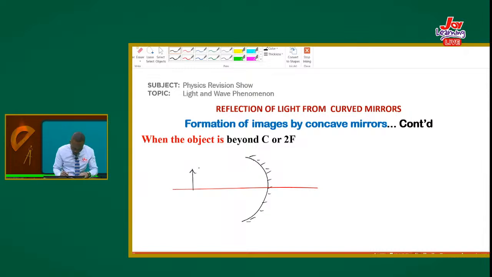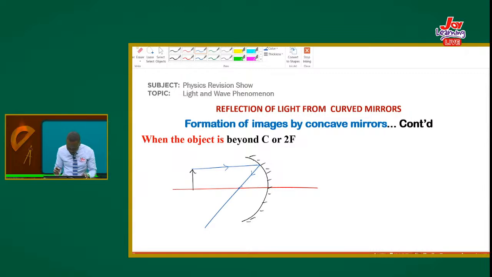Okay. The rule says when you have a ray of light from the object parallel to the principal axis this way, it should reflect through F. So I'm going to put F somewhere there.